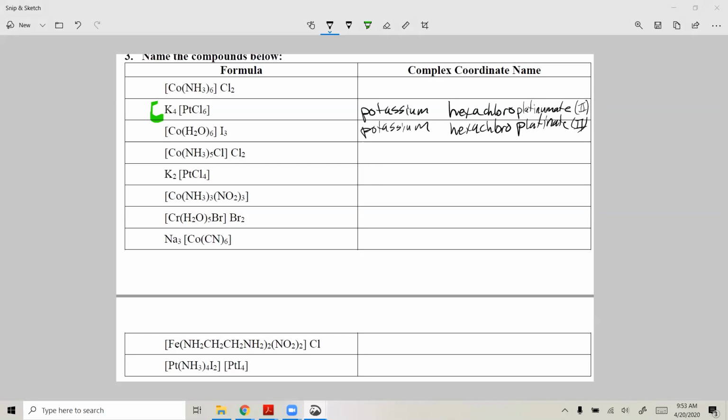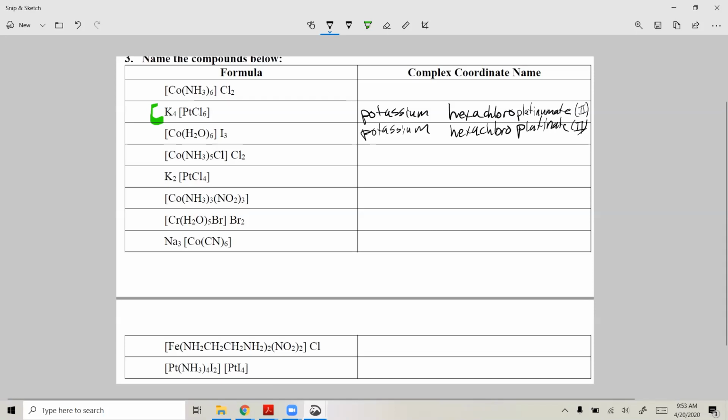The second part that we need to change is we have to account for the fact that our platinum is in a negative ion, or a negative complex. So it's in an anionic complex. So we shouldn't have just platinum. We should have an ending there. It can be either platinate, or I would have also accepted platinumate. Both of those would have been fine. And our oxidation state in this case should be a +2.